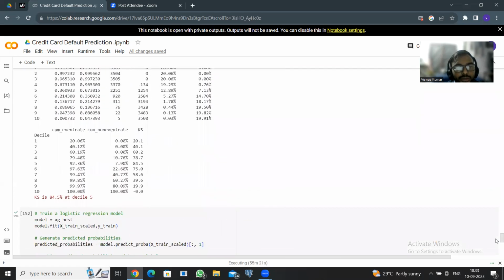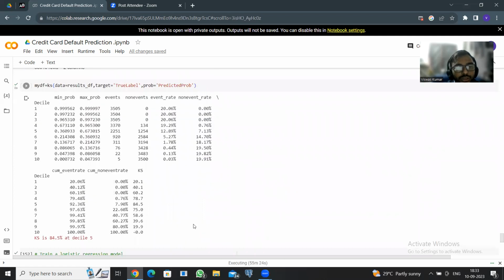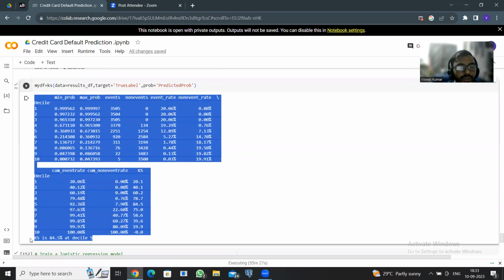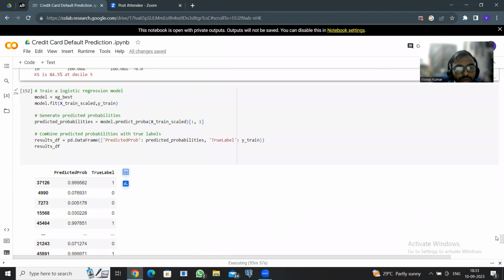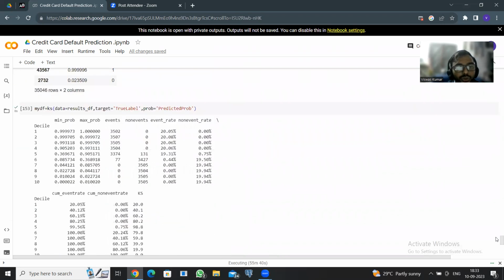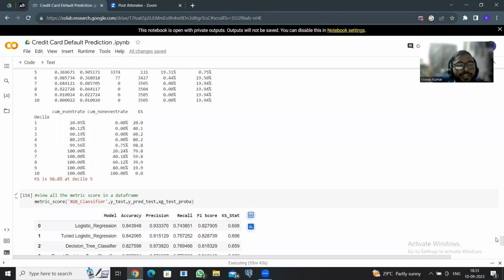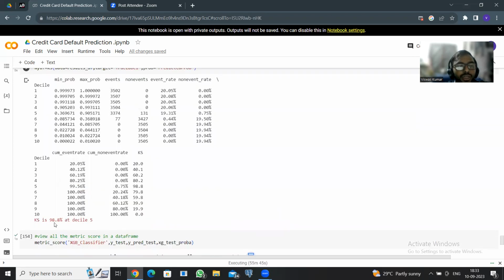So from the KS table, you can see that the model starts to differentiate between the defaulters and non-defaulters from the bucket with the KS score of 84.5%. And the tuned or optimized XGBoost classifier is pretty good, with 98.8% from decile 5, which is the fifth bucket. And one more thing, this KS table is based on the training data set.